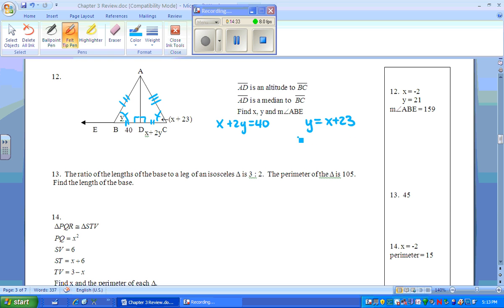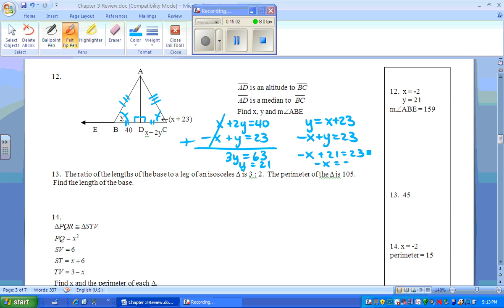I want to simplify it in this form, so I'm going to subtract x over. I'm going to rewrite them under each other. This system is awesome because it already cancels the x's out. You get 3y is equal to 63. So y ends up equaling 21. I plug it back in here. I get negative x plus 21 is equal to 23. Subtract it over. Negative x equals positive 2 divided by a negative 1. x equals negative 2. y is 21.